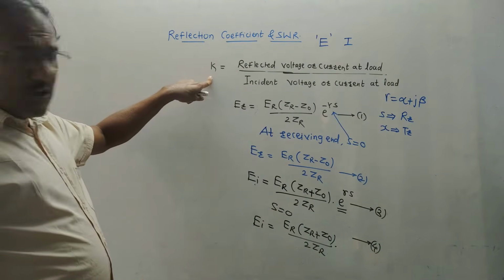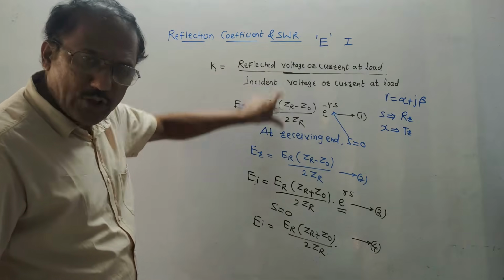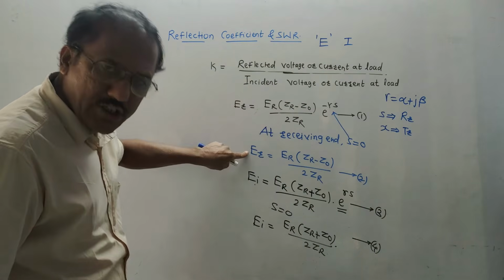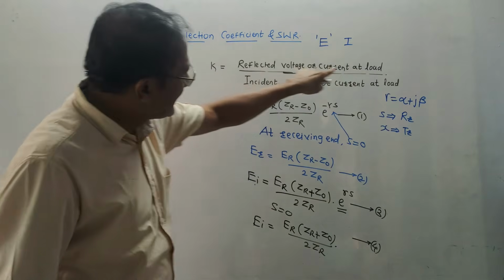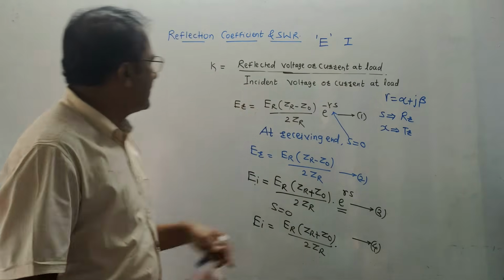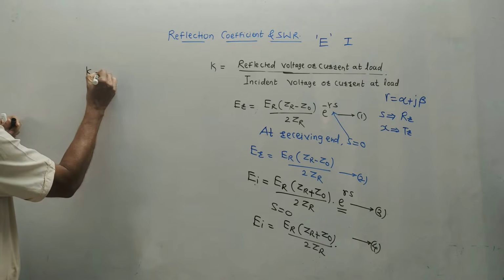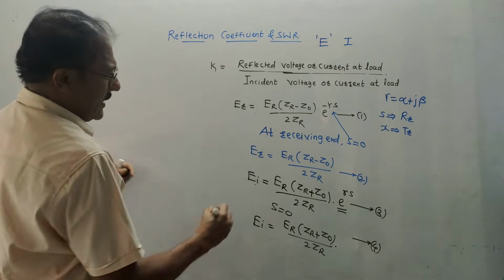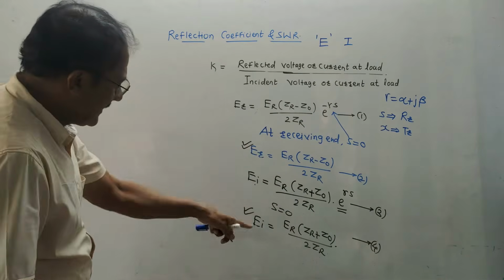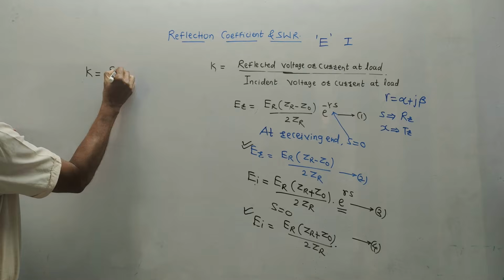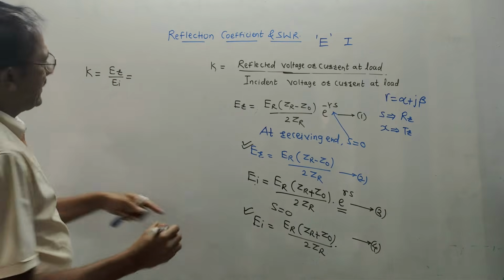As per the definition of reflection coefficient, it is the ratio of reflected voltage or current. Presently we are talking in terms of voltage, as I mentioned, E stands for voltage. So it is the ratio of reflected voltage at the load to the incident voltage at the load. So I can write it like this: K is equals to the ratio of equation 2 and equation 4, that is ER upon EI.